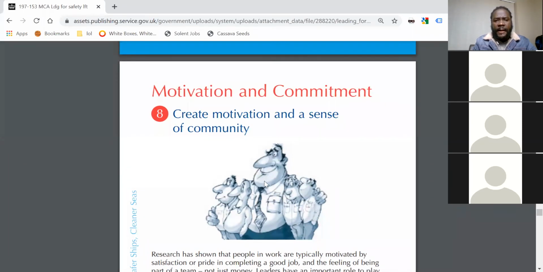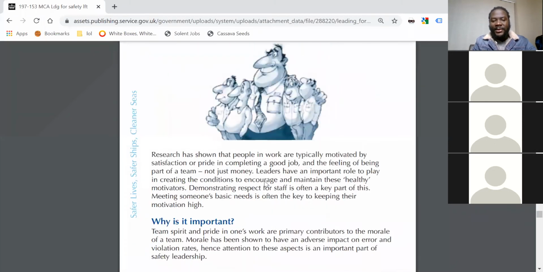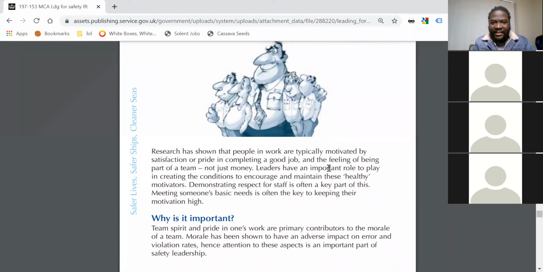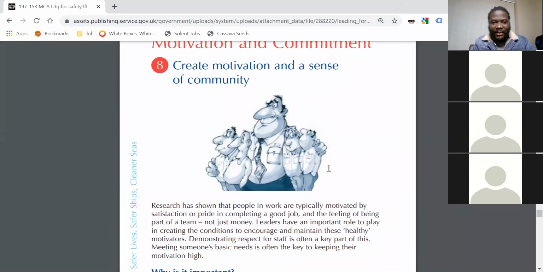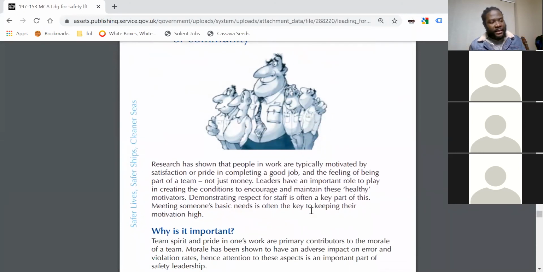Okay. Create motivation and a sense of community on board. Yes, for those of you that know about me, or some of us on board, we like this community, like every week barbecue. No, I'm just joking. But again, it's about the team. It's about everybody together. The strength of the team is like the weakest.